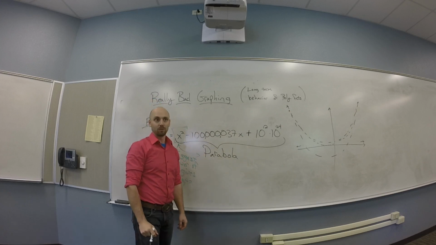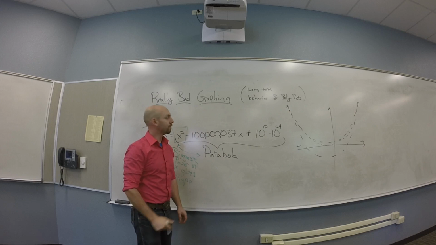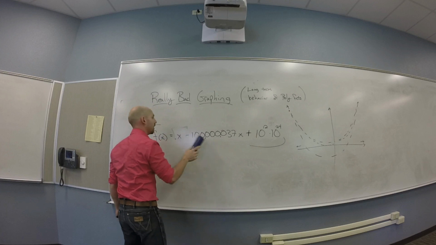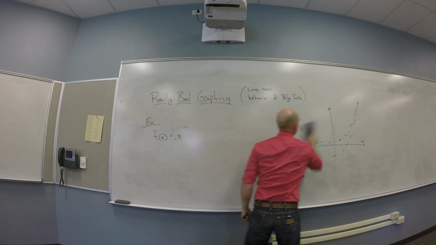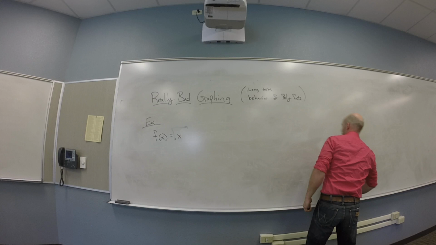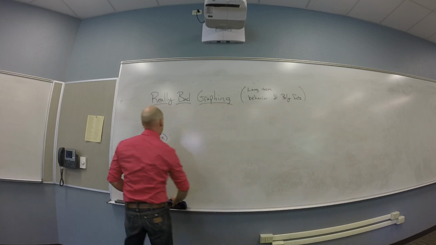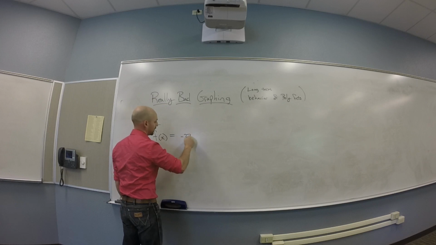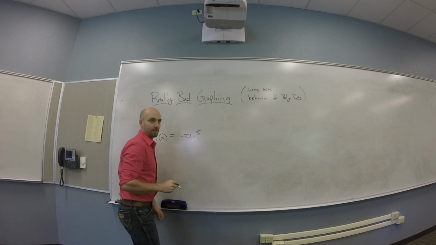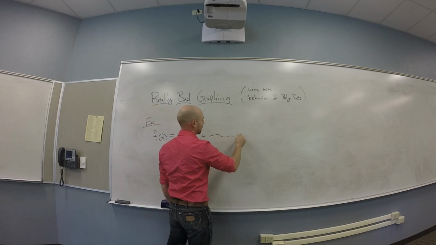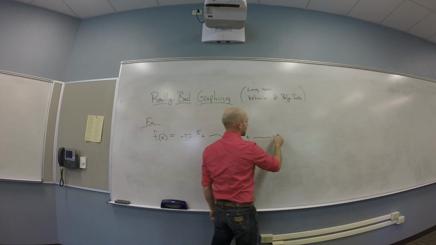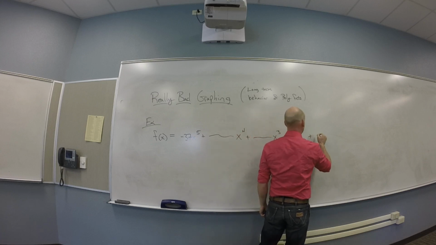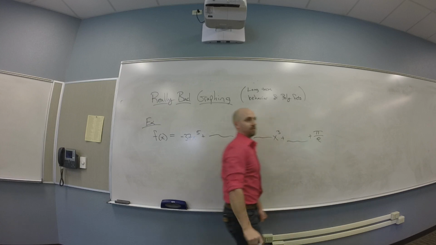So if I had a similar thing, where instead of having x squared, I had f of x is minus 37x to the 5th, and then plus some x to the 4ths, plus some x cubed, plus some stuff, plus pi over e. Okay.